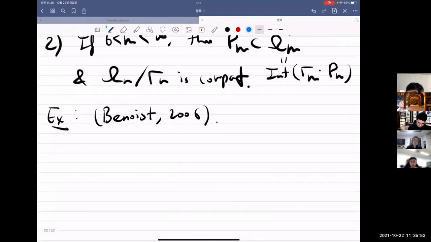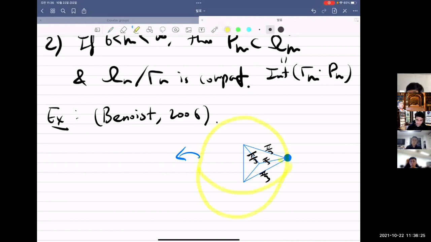So Yves Benoit constructed an interesting example from this tetrahedron. The angles are pi over 3, pi over 3, pi over 3, and pi over 3. So this is a hyperbolic tetrahedron, and this vertex is an ideal vertex. You can imagine something like this. Okay, so this is an ideal vertex.